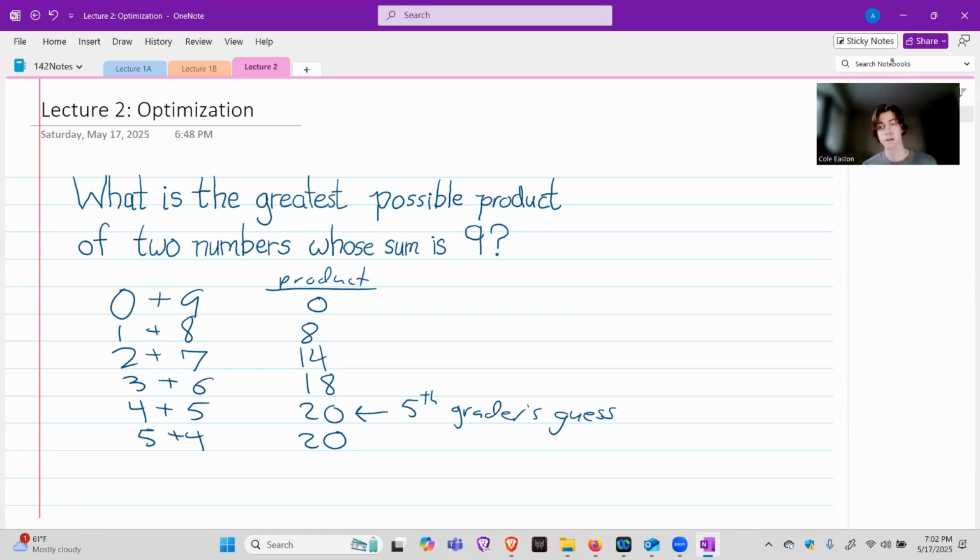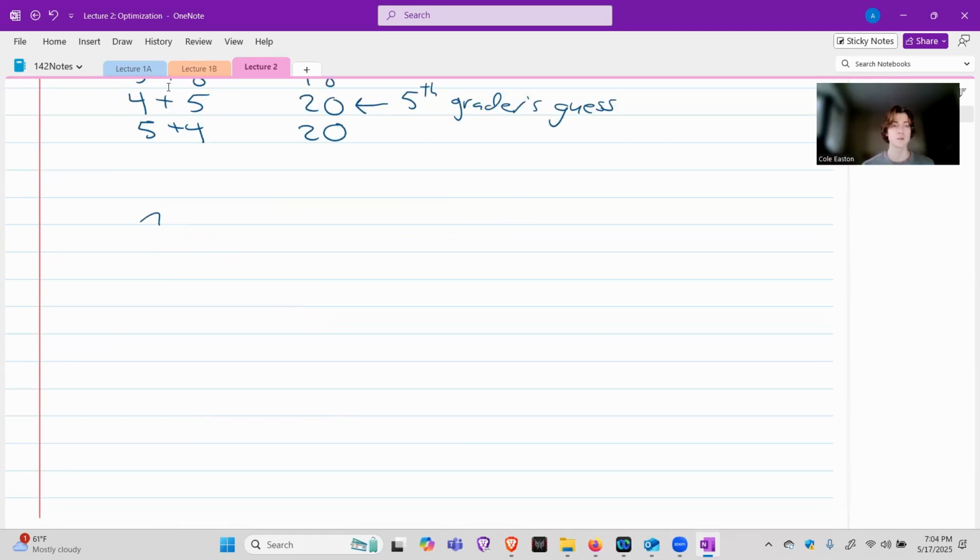But now with calculus, we have the tools to actually find the precise right answer and argue rigorously that our answer is correct. So let's say that our two numbers are x plus y equals 9. The first thing we want to notice is that once we know the first number, say the first number is 2, we know the second number. So in that case, y would be 7. And that's just coming from this basic algebra. We're subtracting x from both sides. So we have that y is 9 minus x.